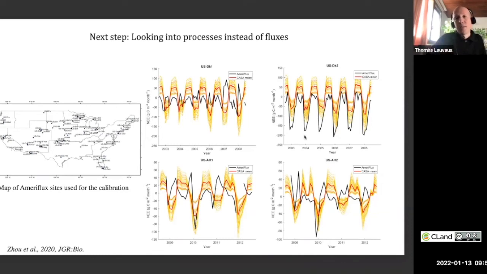You see in some cases it seems to work okay, meaning that the model spread includes the observations. In some cases it doesn't. We're completely off. The seasonal cycle might be off. So we know it's a first attempt. We know it's not perfect, but we have tried to represent that spread. You see, it's the yellow curves you see here on the plots.